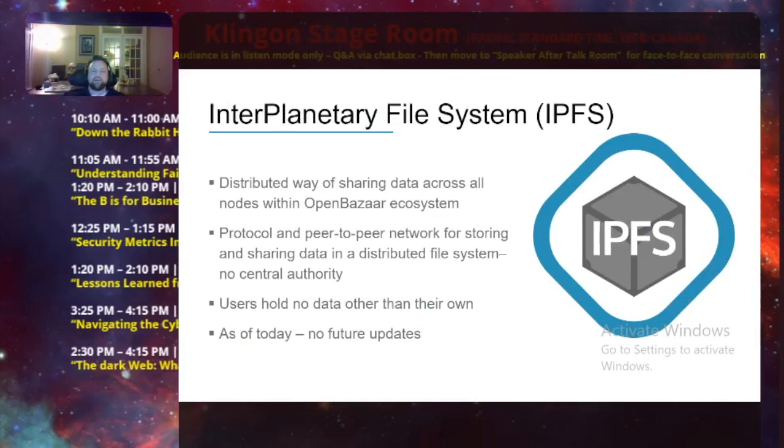Yeah, so the Interplanetary File System is a distributed way of sharing metadata across nodes. And I say metadata, because when you're running your own IPFS system, you hold metadata generally for the network, but the content that you run and own is yours alone. Content is not distributed. They did have plans on their roadmap to update the system to distribute that content, but as of today, with the project being offline, there are no future updates.